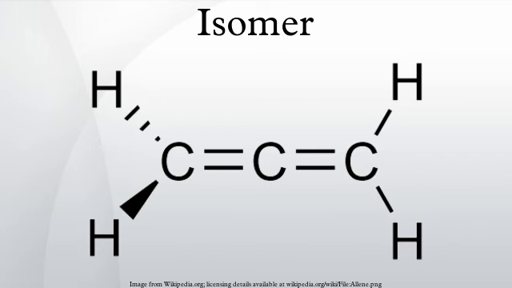Example, allene and propyne. Allene and propyne are examples of isomers containing different bond types. Allene contains two double bonds, whereas propyne contains one triple bond.